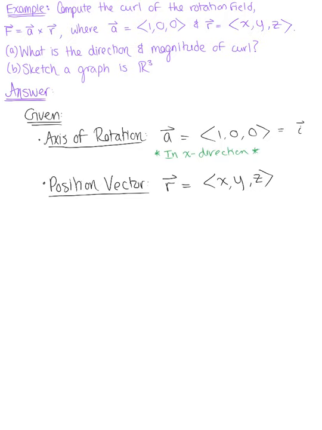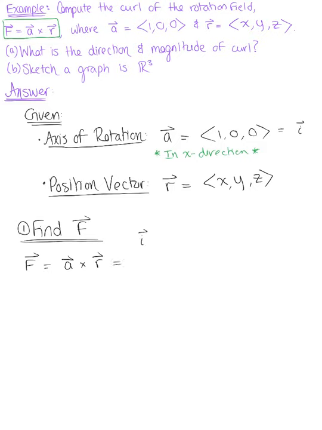So what we want to do here is find the magnitude and direction of curl, and the goal is to show that the curl of this rotation field is going to be in the same direction as the axis of rotation. So the first thing that we want to do is find the rotation field. And again, that's given to us here. We have that it is defined as the cross product of the axis of rotation and the position vector. So vector F is A cross R.